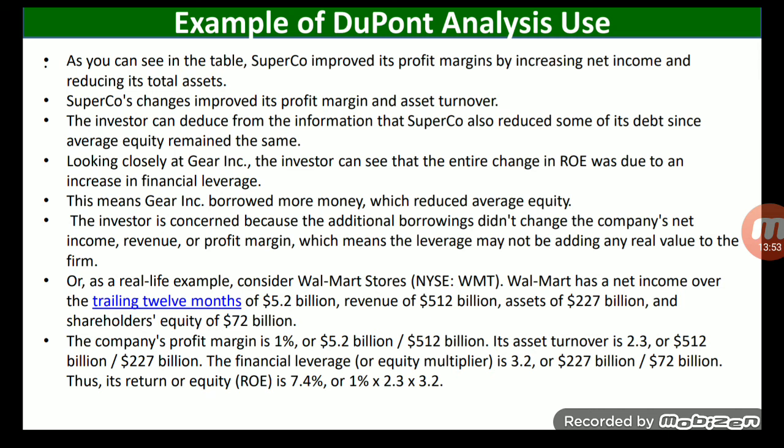The financial leverage or equity multiplier is 3.2, or $227 billion divided by $72 billion. Thus its return on equity, that is ROE, is 7.4%, or 1% times 2.3 times 3.2, if we calculate by the formula of DuPont analysis.